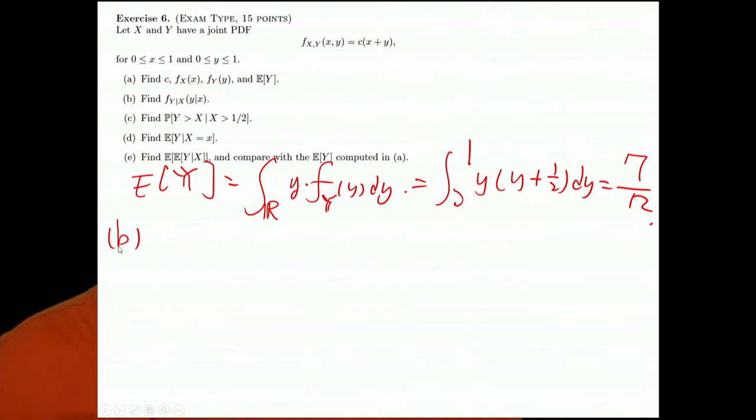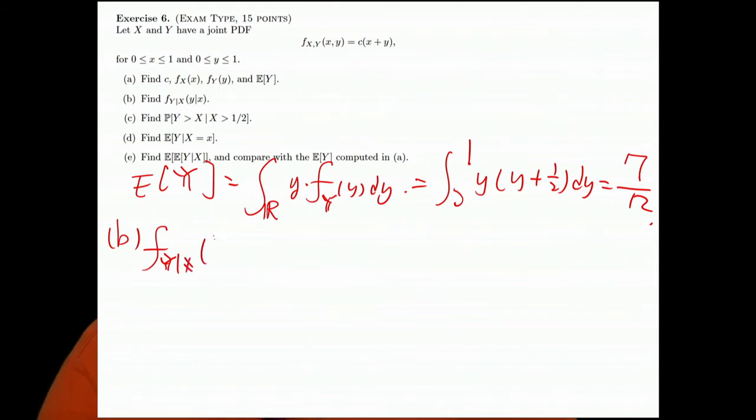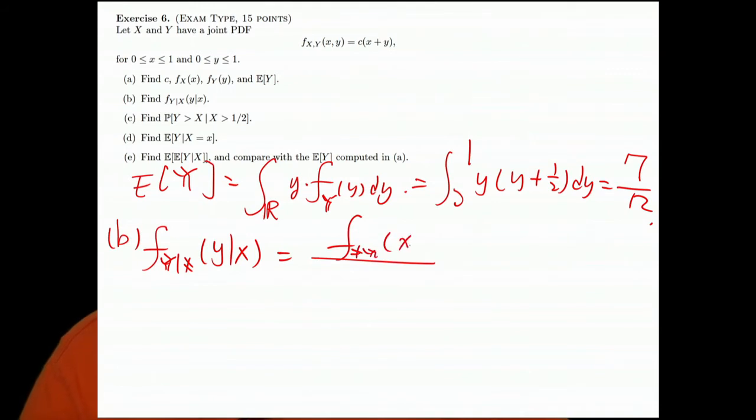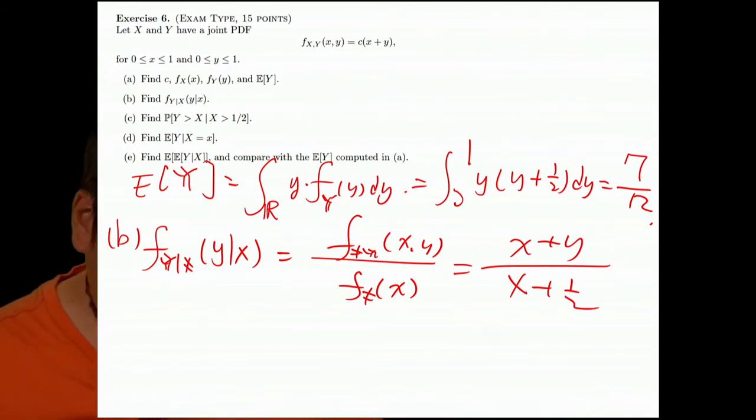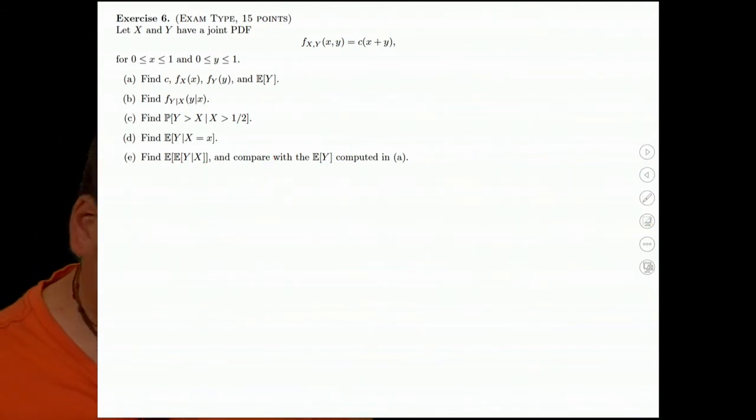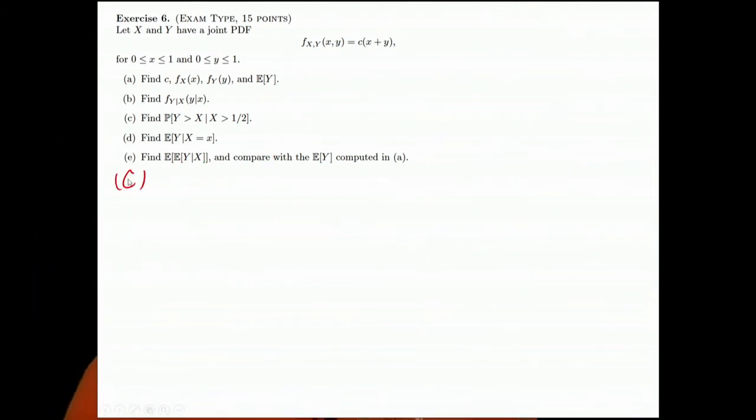Now find the conditional PDF. The conditional PDF of y given x is the joint PDF divided by the PDF of x. So it's x plus y divided by x plus 1/2. And now we want to find the probability of y is greater than x given x is greater than 1/2.